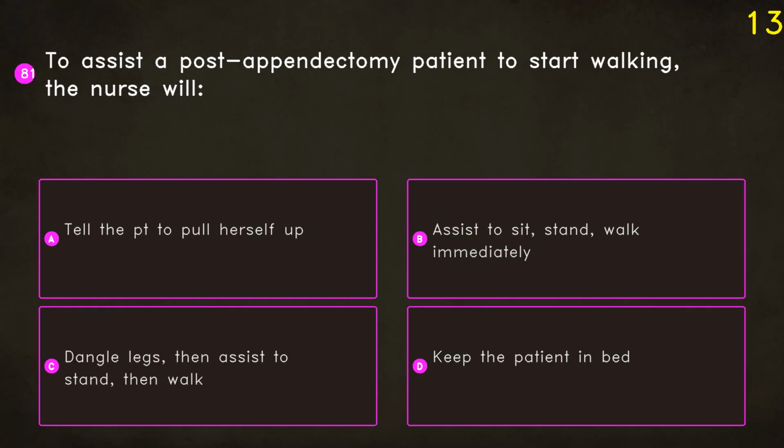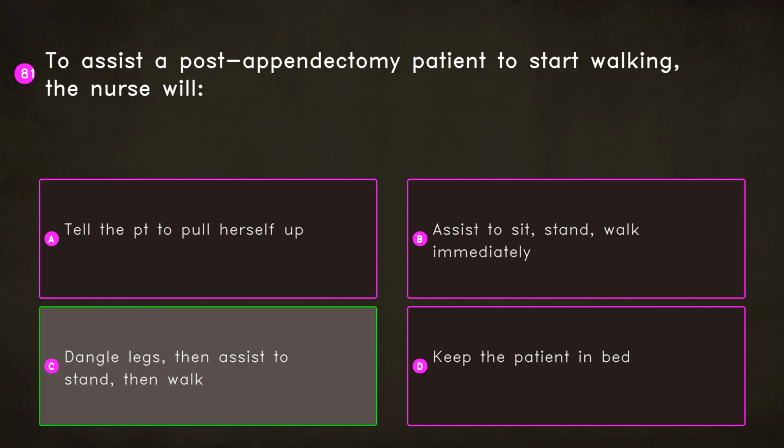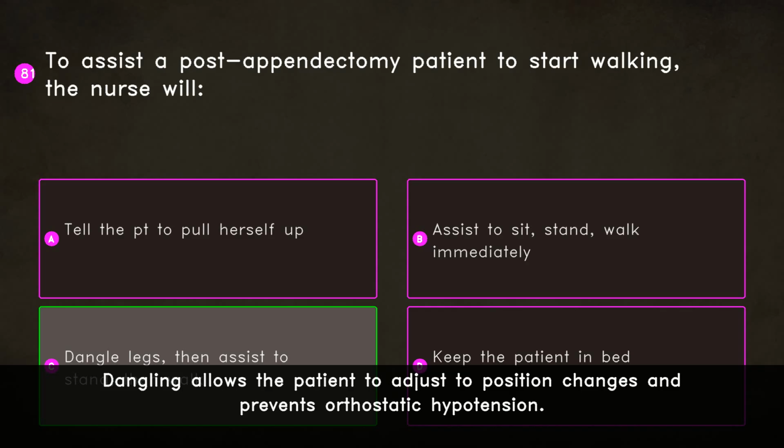Question 81. To assist a post-appendectomy patient to start walking, the nurse will: A. Tell the patient to pull herself up. B. Assist to sit, stand, walk immediately. C. Dangle legs, then assist to stand, then walk. D. Keep the patient in bed. The correct answer is dangle legs, then assist to stand, then walk. Dangling allows the patient to adjust to position changes and prevents orthostatic hypotension.